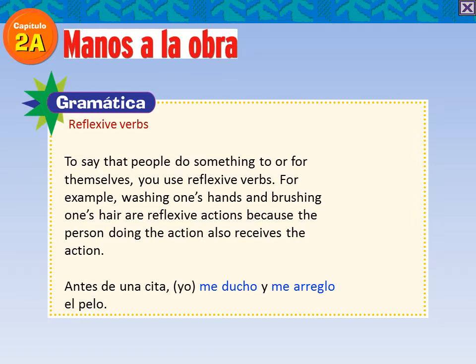So example, washing one's hands and brushing one's hair are reflexive actions because you're doing that to yourself, and the person who receives the action is the person doing it. So, antes de una cita, yo me ducho y me arreglo el pelo. I shower myself and I fix my own hair.